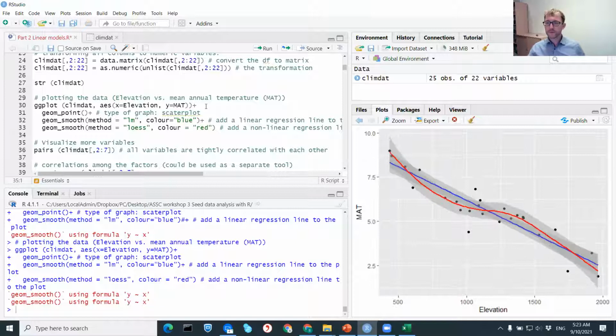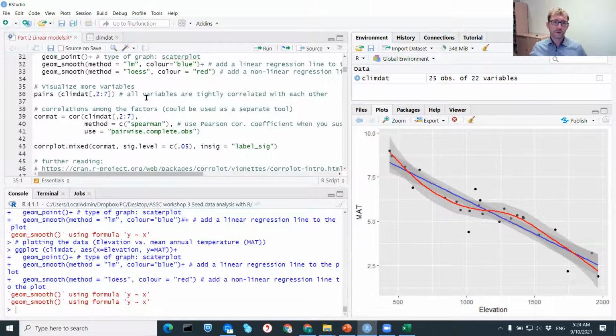And this is a very handy way to visualize it. In this particular case, we see that the non-linear fit is not really that different from the straight line, so we will stick to the blue line here. A few more handy visualization options.